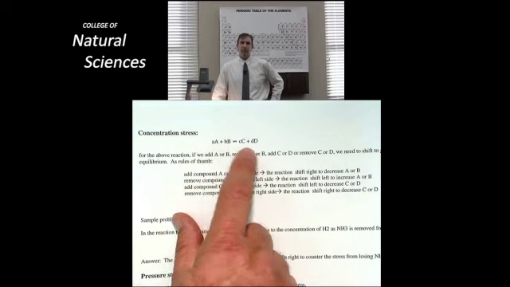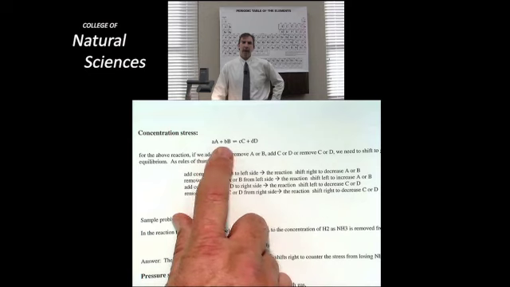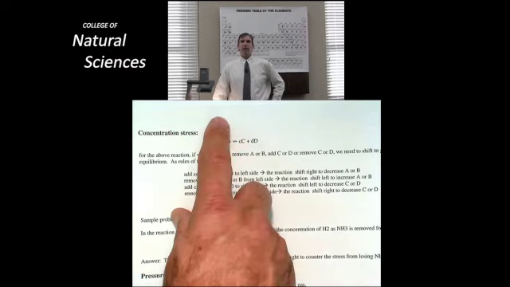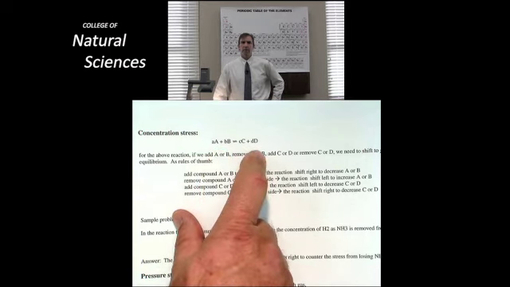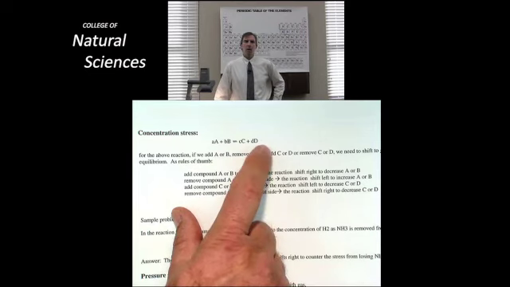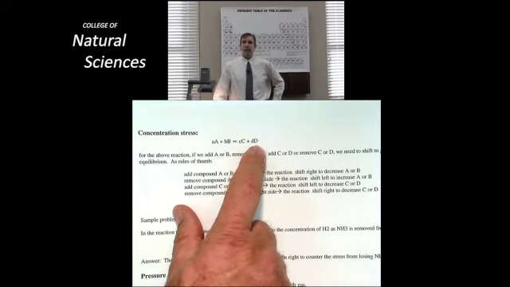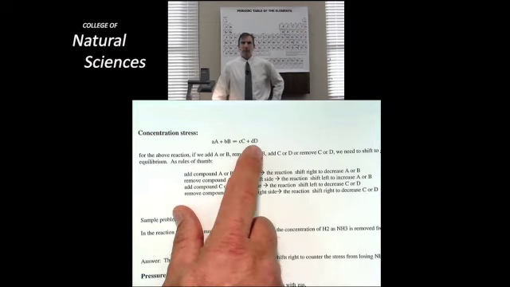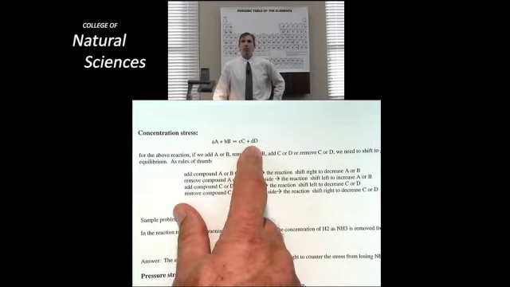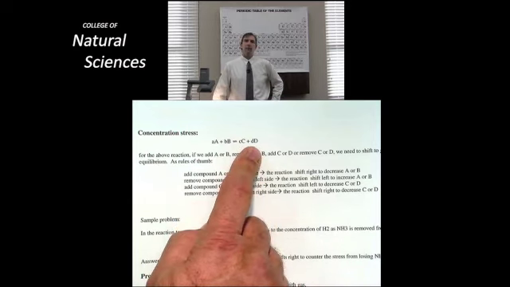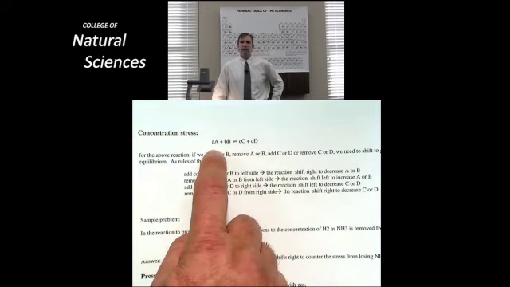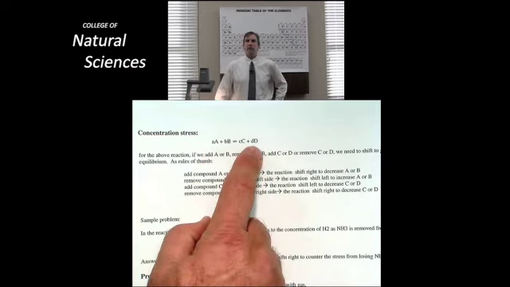Well, obviously, since A and B are on the left side, if I add A and B, you shift right to reduce A and B. Notice as a consequence, I make more C and D. Suppose I add C and D. Well, what I need to do is fight that. I need to move away from having C or D, and the only way I can do that is to shift to the left to reduce the amount of C and D, and that consequently increases the amount of A and B.